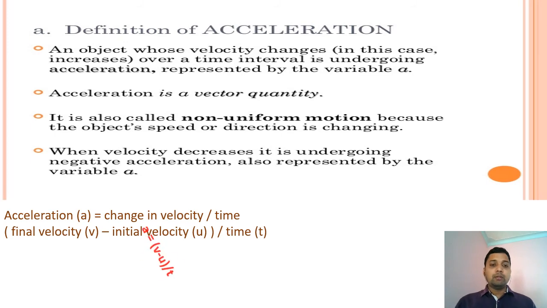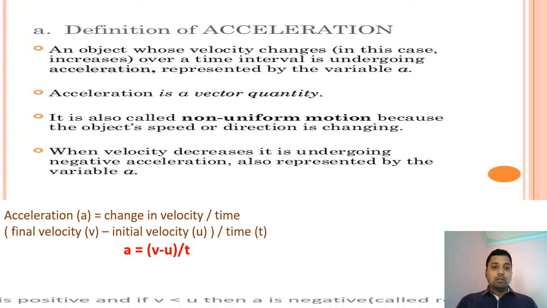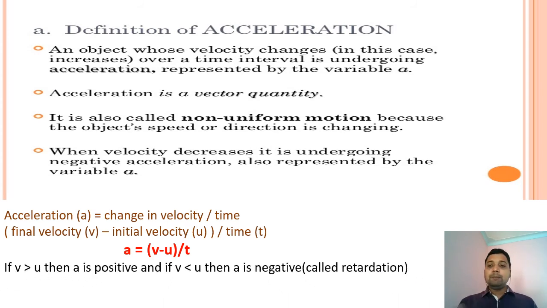So we will come to the unit. First, look at the mathematical expression. Acceleration equals v minus u by t. V is the final velocity, U is the initial velocity. In this, to change the speed or velocity, the time required is T. So it will come out as a positive or negative value.